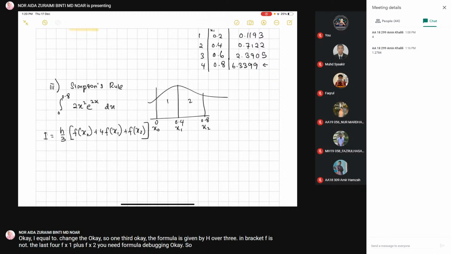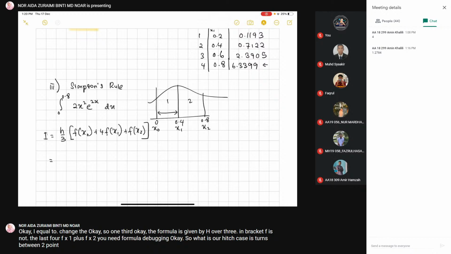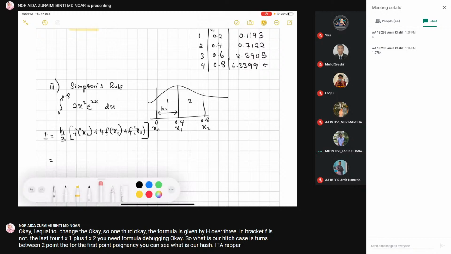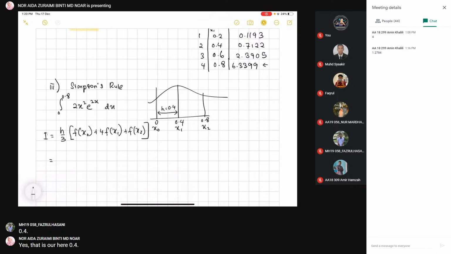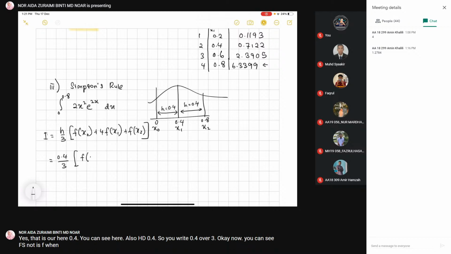So what is our h? h is the distance between 2 points. Daripada first point ke point yang seterusnya, you can see what is our h? h kita berapa? 0.4. Yes, that is our h, 0.4. So you write 0.4 over 3. Now f(x0) is f when we substitute 0, 4 times f when we substitute 0.4, plus f when we substitute 0.8.